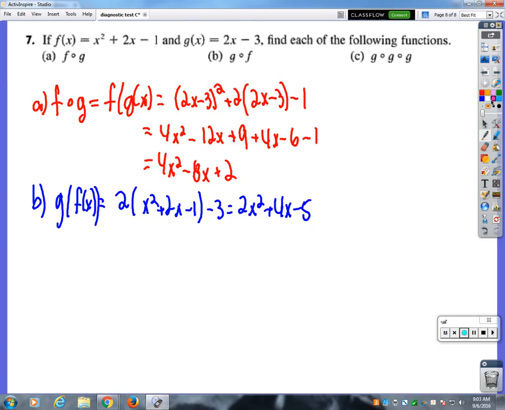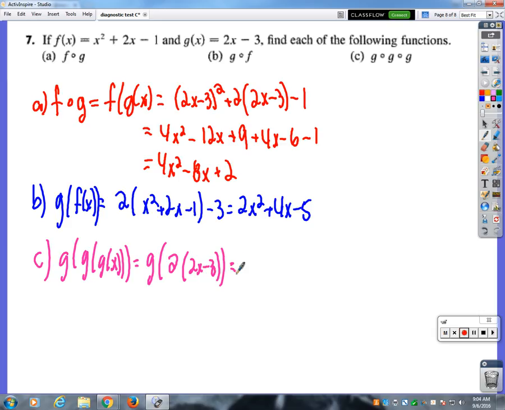Okay, last one is triple shot mocha. G of G of G of x. So first thing you do is it's like inception, so you plug it into itself. So I'm going to go g of 2, and then I'm going to replace this x right here with 2x minus 3. So then you have to put the minus 1.